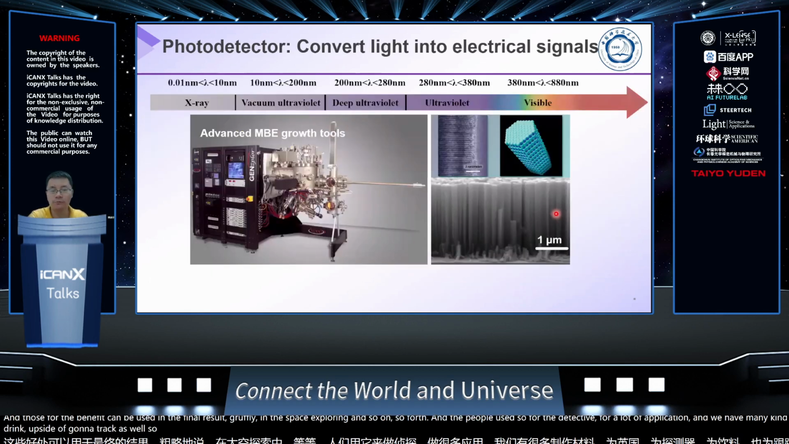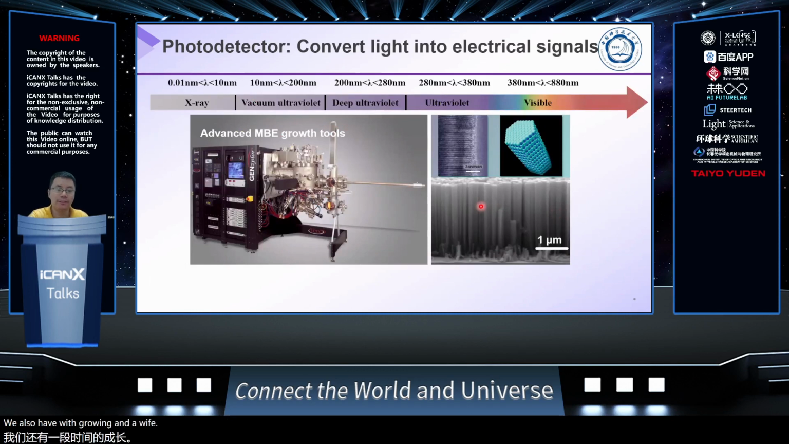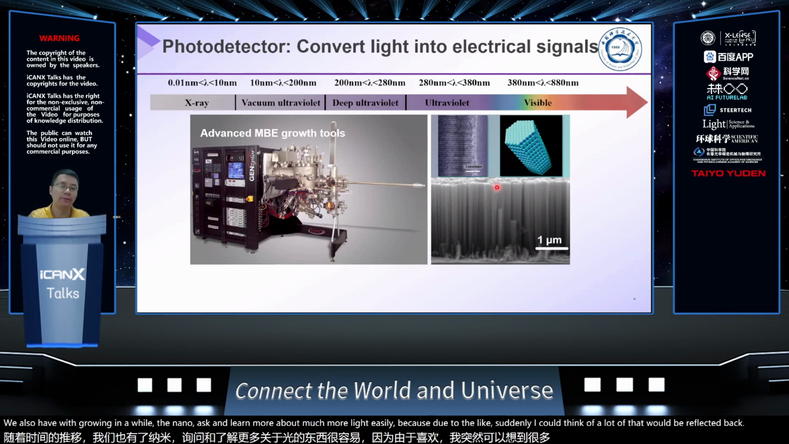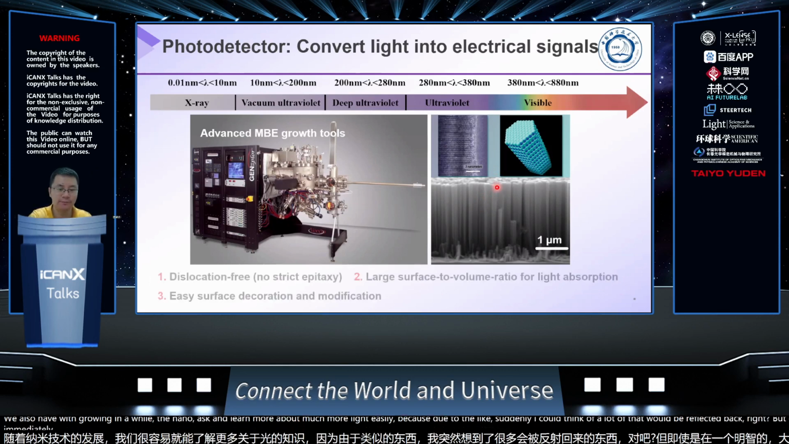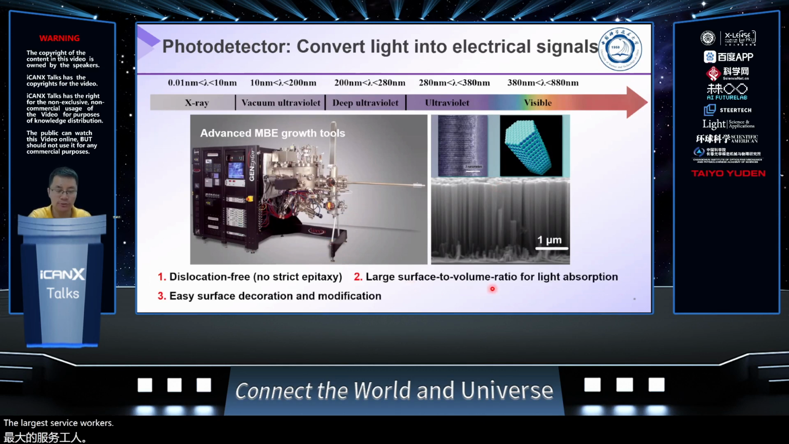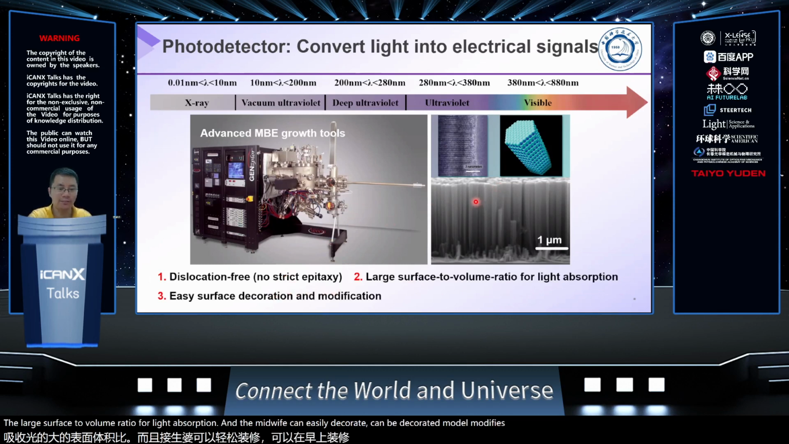So in our group, we grow nanowires. The nanowires can absorb much more light easily because of light scattering. Unlike thin films, where a lot of light will be reflected back, right? But in the nanowires, once the light comes in, it will be absorbed immediately. And there's a large surface to volume ratio for light absorption. The nanowires can easily be decorated and modified. As a result, we are able to tune the carrier transport behaviors in those nanowires.